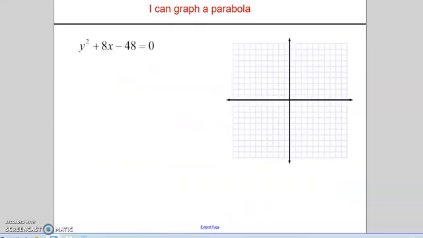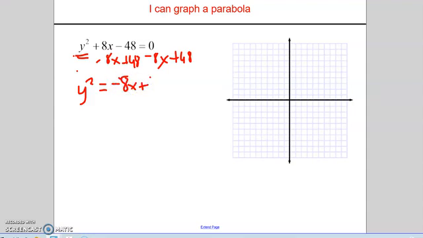Alright, so let's look at something where it's not nicely put together. So I have y squared plus 8x minus 48 equals 0. With these kinds of problems, move everything that's not related to y squared over to the other side. So I'm going to subtract 8x and add 48 to both sides. Okay, so I end up with y squared is equal to -8x plus 48.